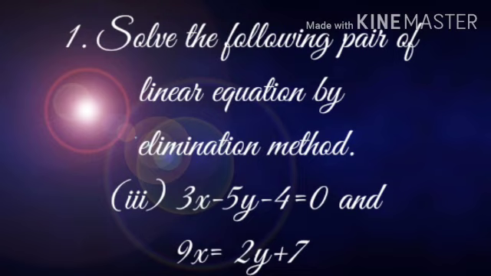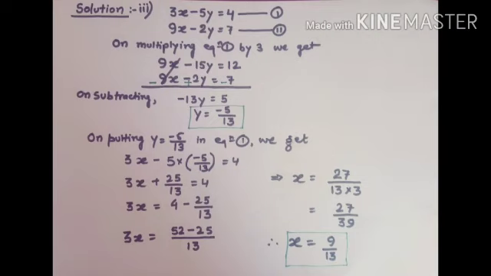Question number 1. Solve the following pair of linear equations by elimination method. Question number 3: 3x minus 5y minus 4 equal to 0 and 9x equal to 2y plus 7. So we have two equations once again. The first one is 3x minus 5y equal to 4 and the second equation is 9x minus 2y equal to 7.